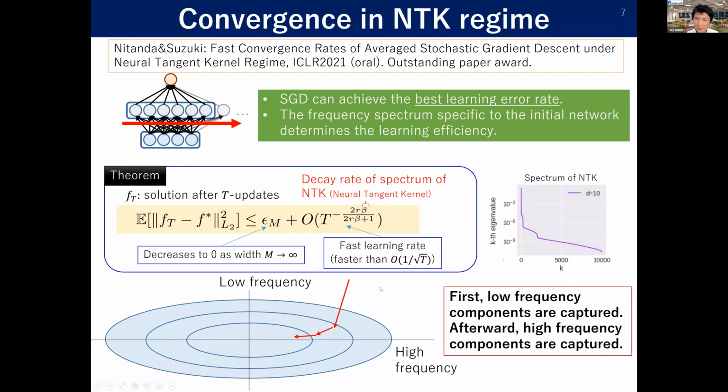If you look at the proof, we see this kind of behavior of stochastic gradient descent. During the optimization, at the first part, it finds the low frequency component that corresponds to the principal component of the neural tangent kernel. Then after that, it gradually captures high frequency components. If you stop at the appropriate point, you can avoid overfitting. Then you get the fast learning rate like this. This is nice. This convergence rate captures the inductive bias of the feature map induced by the neural networks.